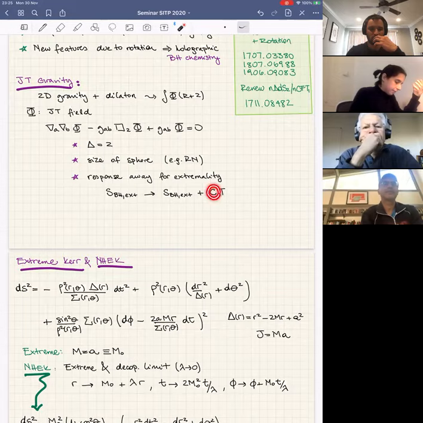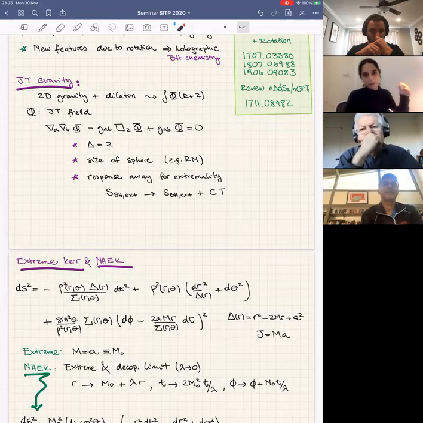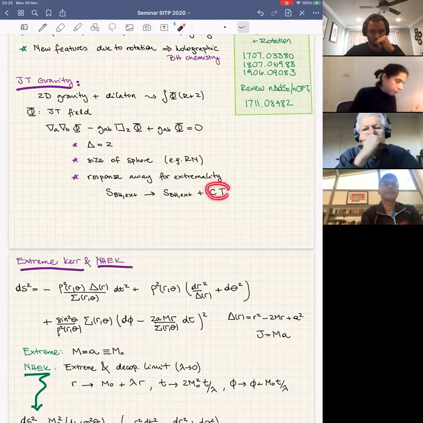And this parameter C here depends basically on the source that you put for phi, but you have to make it so small, because that's an irrelevant perturbation, you can't make it too big, but it gives you a universal accounting of this linear response. So that was very surprising to me.